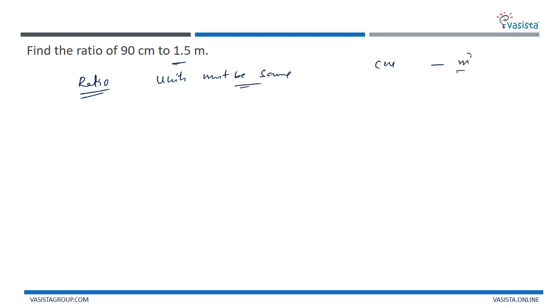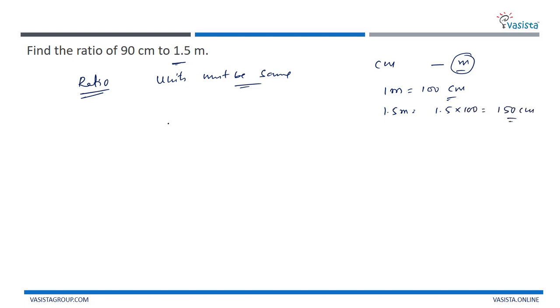Now they have given centimeter as well as meter. So let me convert meter into centimeter. You know that 1 meter is equal to 100 centimeter, right? So 1.5 meter is equal to 1.5 into 100, which is going to be 150 centimeter.